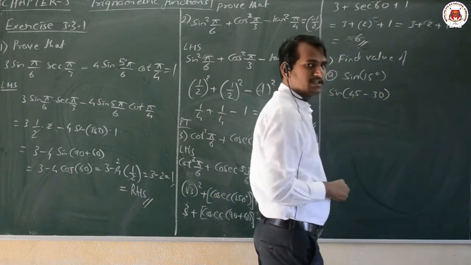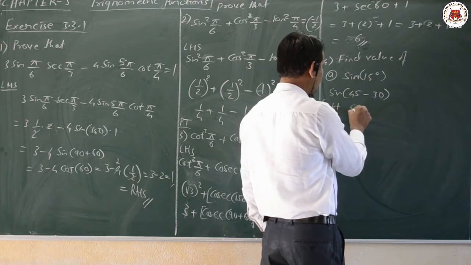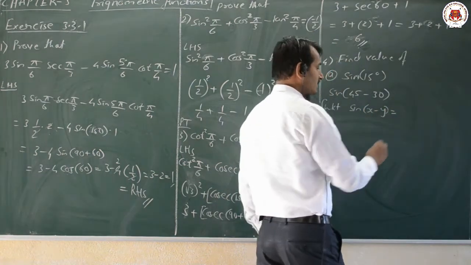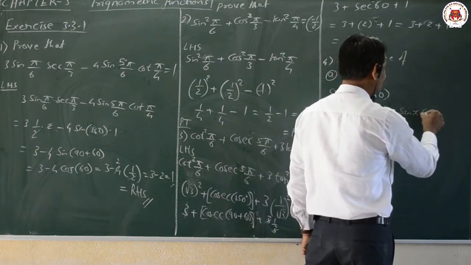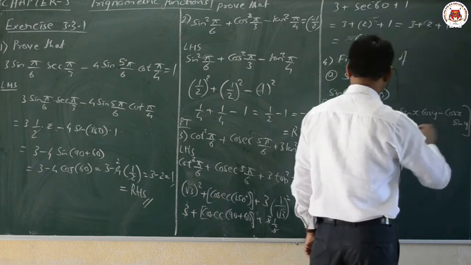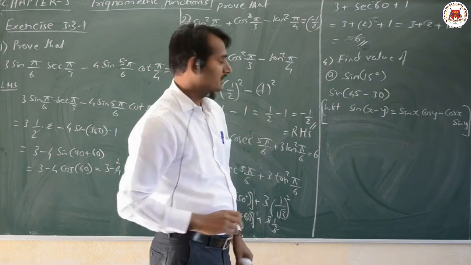I can write here 45 minus 30. Next, we know that formula. Which formula do we know? That is sine of x minus y. What is the formula for sine of x minus y? That is nothing but sin x cos y minus cos x into sin y. We know this formula, okay, and we had proved it also, along with the cos of x plus y formula.